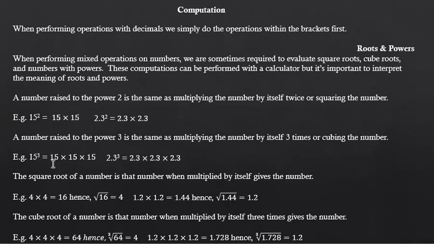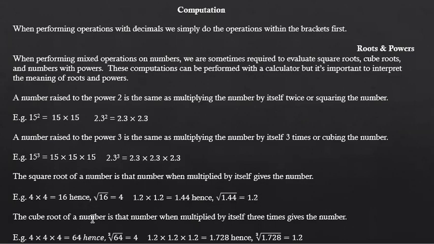All right. So now we're moving on to square root. The square root of a number is that number which, when multiplied by itself, gives the number. So 4 multiplied by 4 is equal to 16. Therefore, the square root of 16 is equal to 4. 1.2 multiplied by 1.2 is equal to 1.44. So the square root of 1.44 is 1.2.